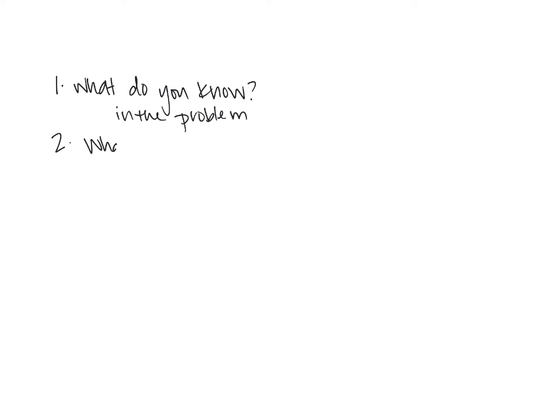So one, you can think about one. What do you know? These are the things found in the problem. And so these are often values. You might have to look at a table to get some, but this is where they start. Two, what do you want to know? So if you're given something, what do you want to do with that?